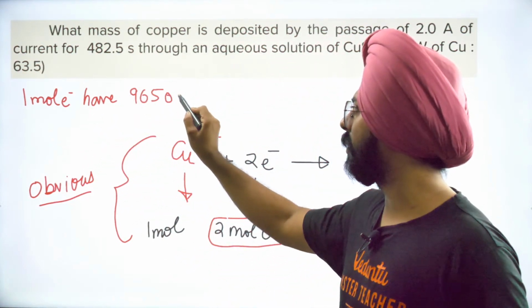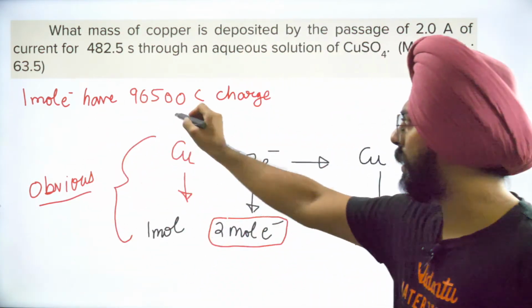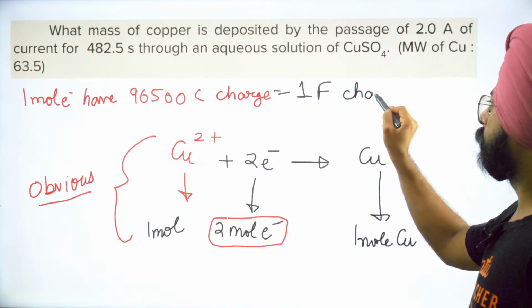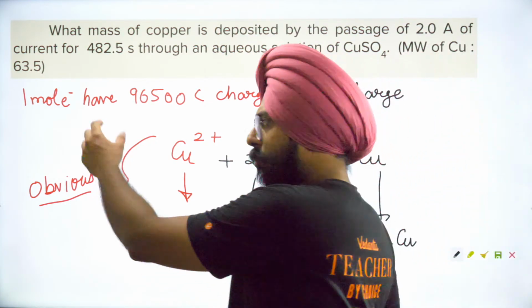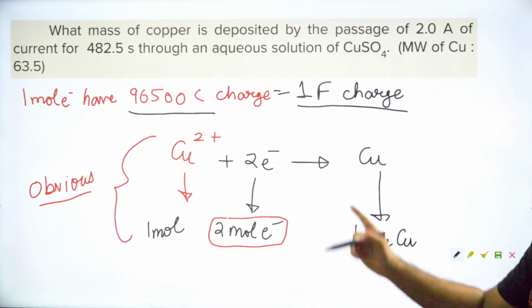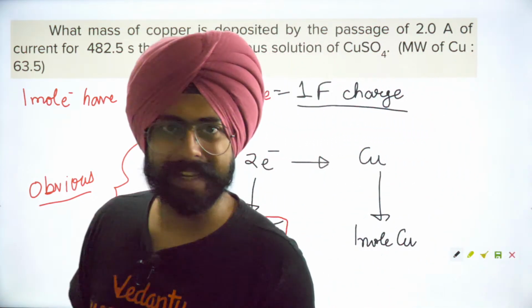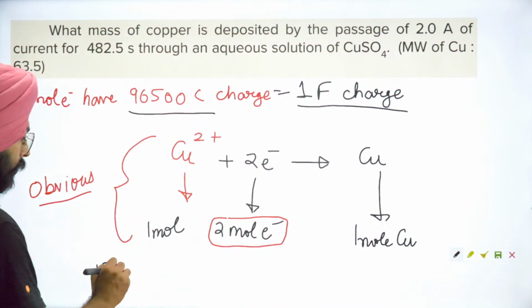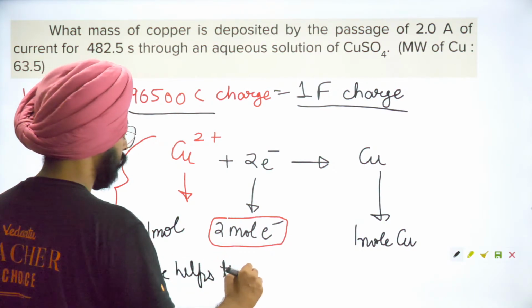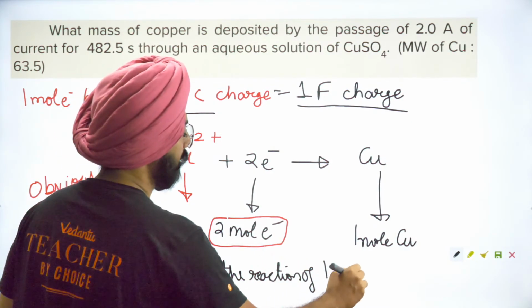Do you remember? Before the Nernst equation I've told you. This 96,500 coulomb charge is also called 1 Faraday charge. So 1 mole of electrons has 96,500 coulomb charge on them, or you can simply call it 1 Faraday of charge. This F stands for Faraday. And what Faraday's law says is that 1 Faraday charge helps the reaction of 1 equivalent of a substance.